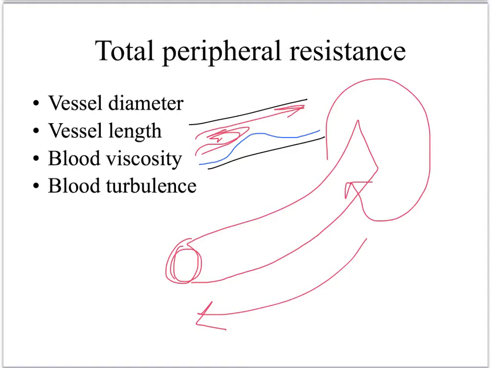To think about it from the flip side, your least resistance is going to be a wider vessel, a shorter vessel, with decreased blood viscosity and no turbulence.